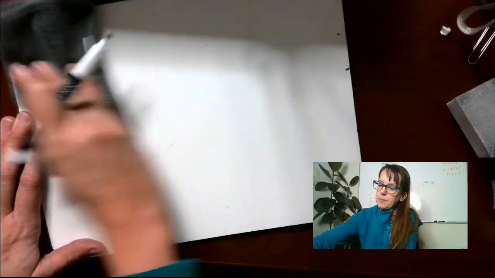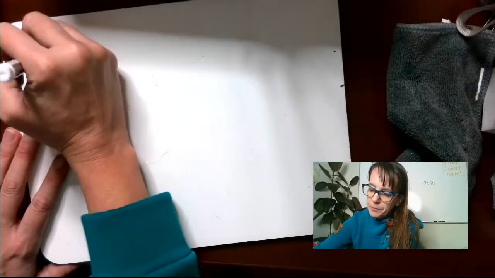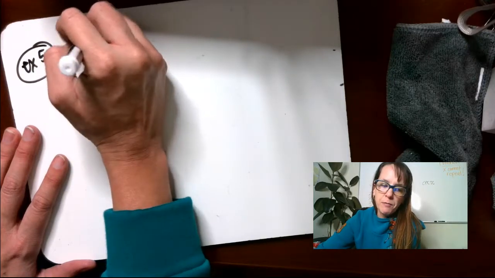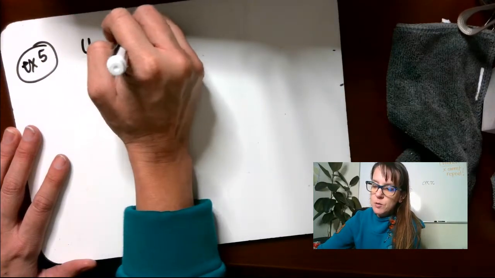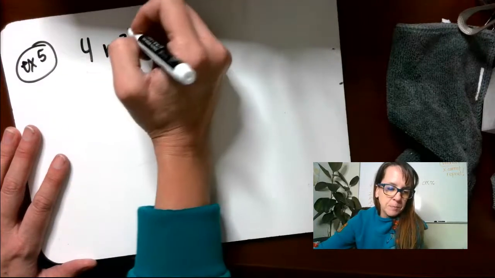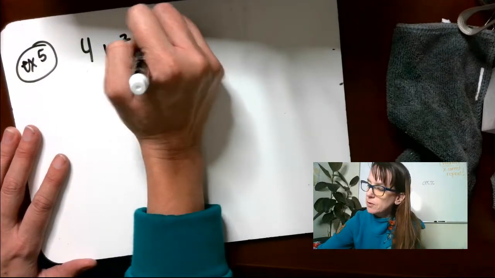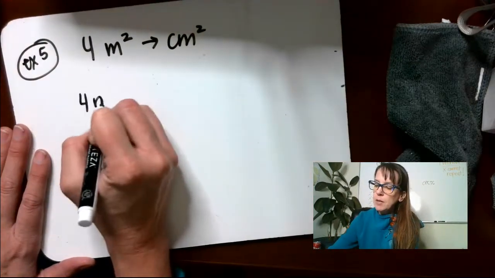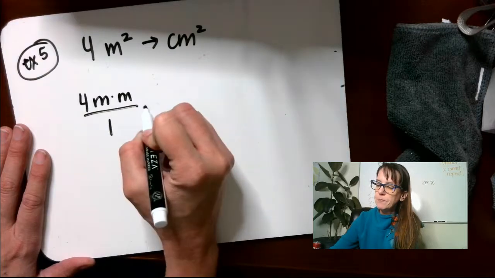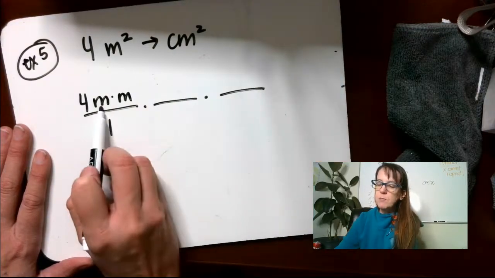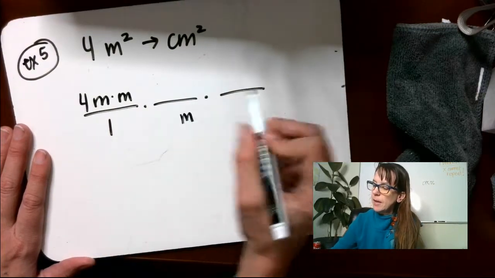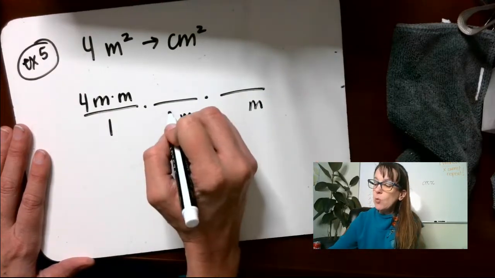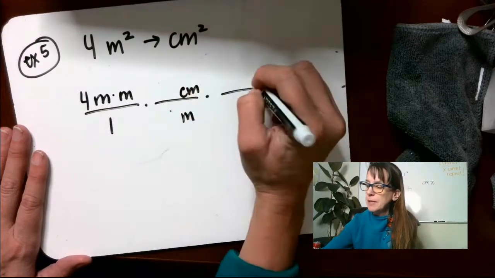Let's see another one. Example 5. We have used 2 unit multipliers to convert 4 meters squared, or it says square meters, but I'm going to write it like this, to square centimeters. Okay, so 4 meters times meters over 1. And I know I'm going to need meters down here, right? And then another meters, because I've got 2 of them up there, and I have to get rid of them by 2 of them.